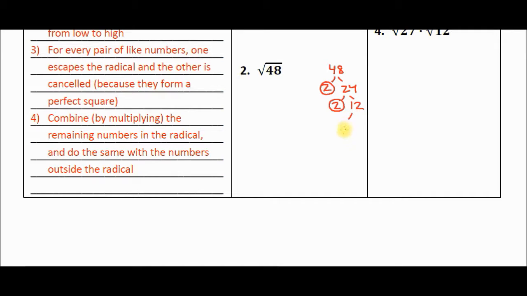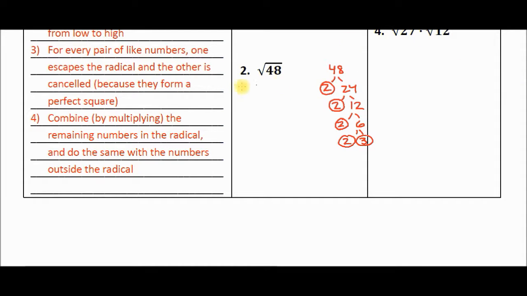12 can be divided up, also an even number, so 2 goes into 12. 12 divided by 2 is 6. 2 is prime, that one's done, and 6 is 2 times 3. Those are both prime, so we're done with those. So 48 is the same as 2 times 2 times 2 times 2 times 3.